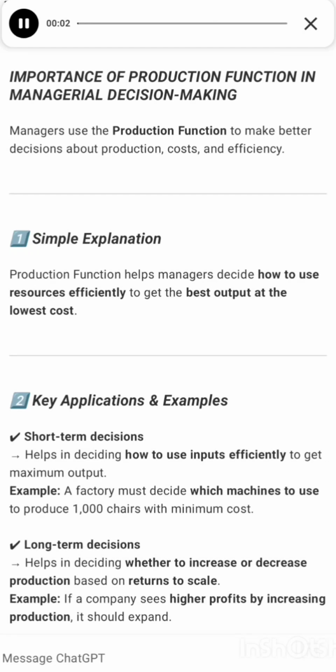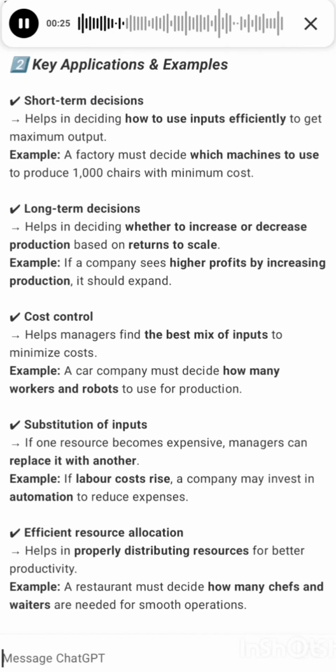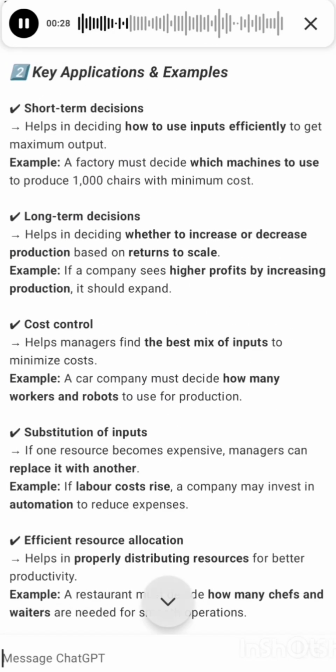Importance of production function in managerial decision-making. Managers use the production function to make better decisions about production, costs, and efficiency. Simple explanation: production function helps managers decide how to use resources efficiently to get the best output at the lowest cost. Key applications and examples. Short-term decisions. Helps in deciding how to use inputs efficiently to get maximum output. Example, a factory must decide which machines to use to produce 1,000 chairs with minimum cost.